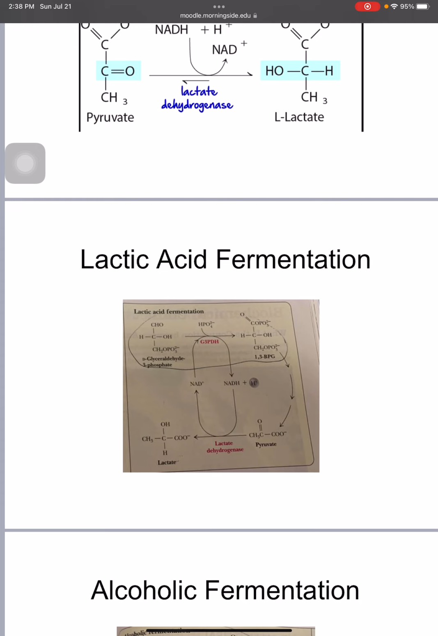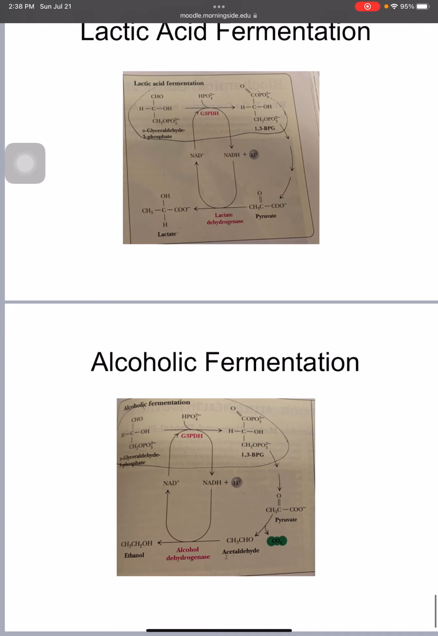You see the 2 steps where we both use up NAD+ and then replenish it, right? We see it used up when we convert glyceraldehyde 3-phosphate into 1,3-bisphosphoglycerate. But you go further down the line and you can replenish that NAD+ through this lactic acid fermentation step. So, pretty interesting. That's what happens in animals.